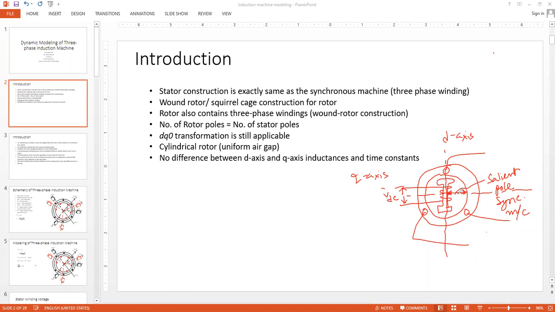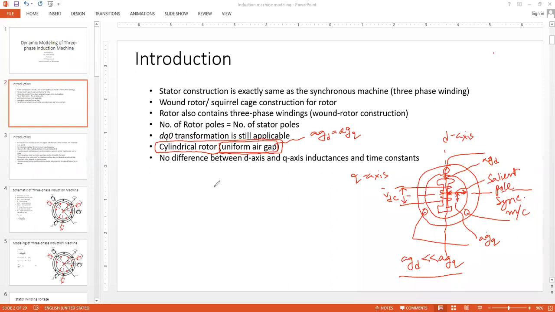Okay, you see the air gap here. Along the Q axis, it is quite large. However, along the D axis, it is pretty small. So this air gap along the D axis and this air gap along the Q axis are different. So this was the conclusion. However, in case of the induction machine, you have a cylindrical rotor, or non-salient rotor. And what that gives us is uniformity in the air gap. And this uniformity means basically you have AGD exactly equal to AGQ.